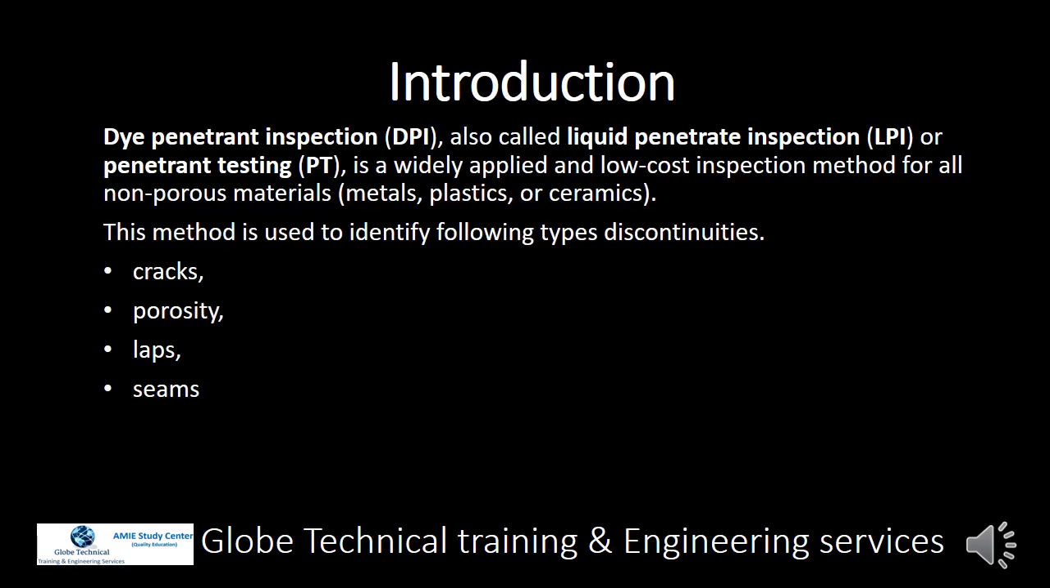Introduction. Dye penetrant inspection, DPI, also called liquid penetrant inspection, LPI, or penetrant testing, PT, is a widely applied and low-cost inspection method for all non-porous materials: metals, plastics, or ceramics. This method is used to identify the following types: discontinuities, cracks, porosity, laps, seams.